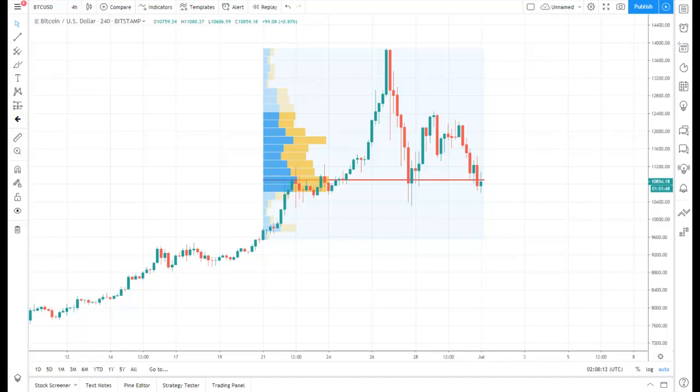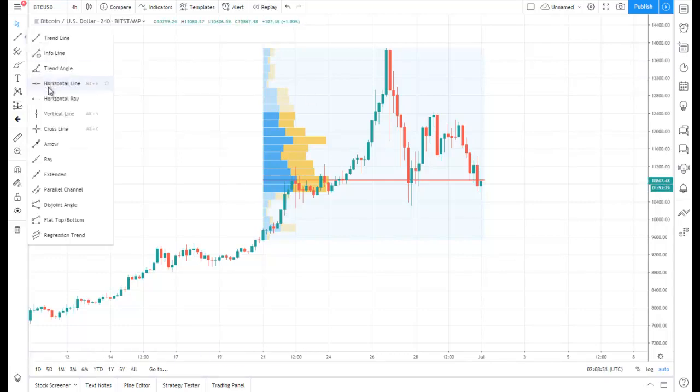And the way we hunt entries on a pullback is we want to enter at a high value zone. And a high value zone has two specific characteristics. It's a previous zone where price has either found support or resistance, and is a zone of previous high volume. In this case, we have both.